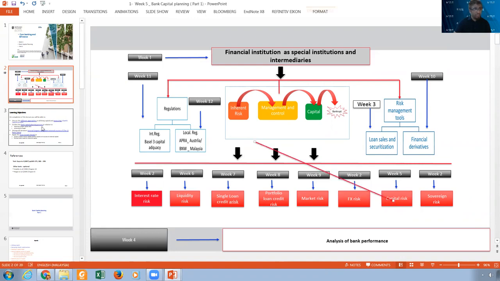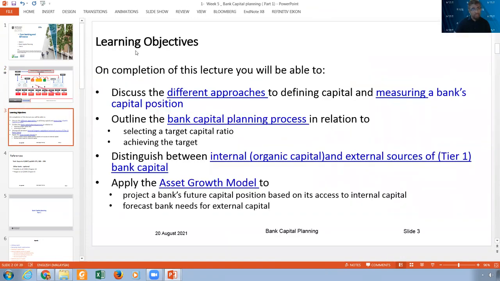Now, let's talk about the learning objectives here and how it fits in. We want to define the capital. There are 2 approaches, as I told you. We want to know the regulatory definition and the simple ratio definition. And then we will outline bank capital planning in relation to selecting the target capital and achieving that target capital, where to get it.